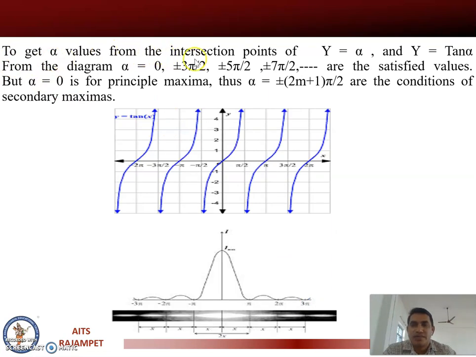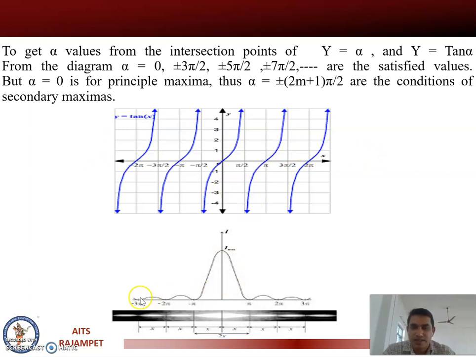To get alpha values from the intersection points of y equal to alpha and y equal to tan alpha, from the diagram alpha is equal to 0, plus or minus 3 pi by 2, plus or minus 5 pi by 2, plus or minus 7 pi by 2, etc. are the satisfied values. But alpha equal to 0 is for the principal maxima. Thus, we can write alpha is equal to plus or minus 2m plus 1 into pi by 2 as the condition of secondary maxima.